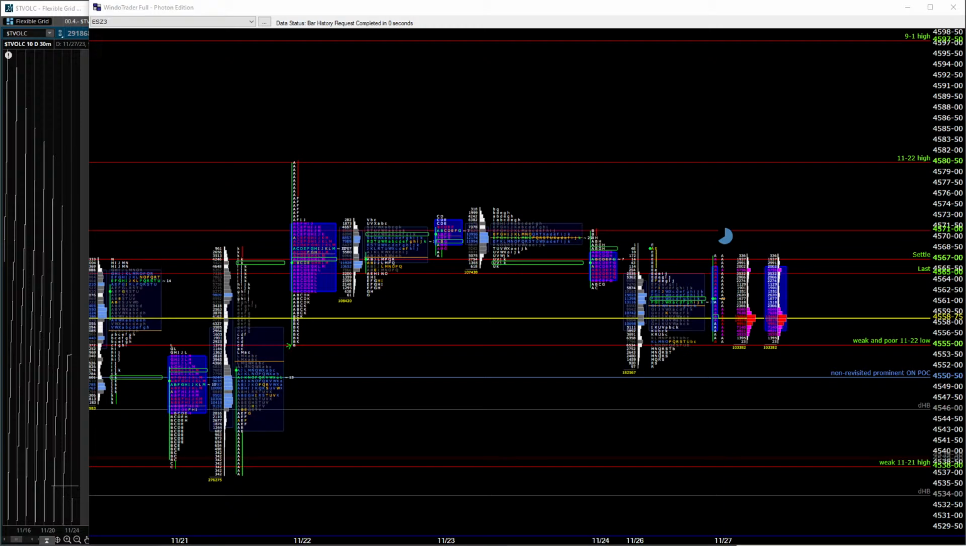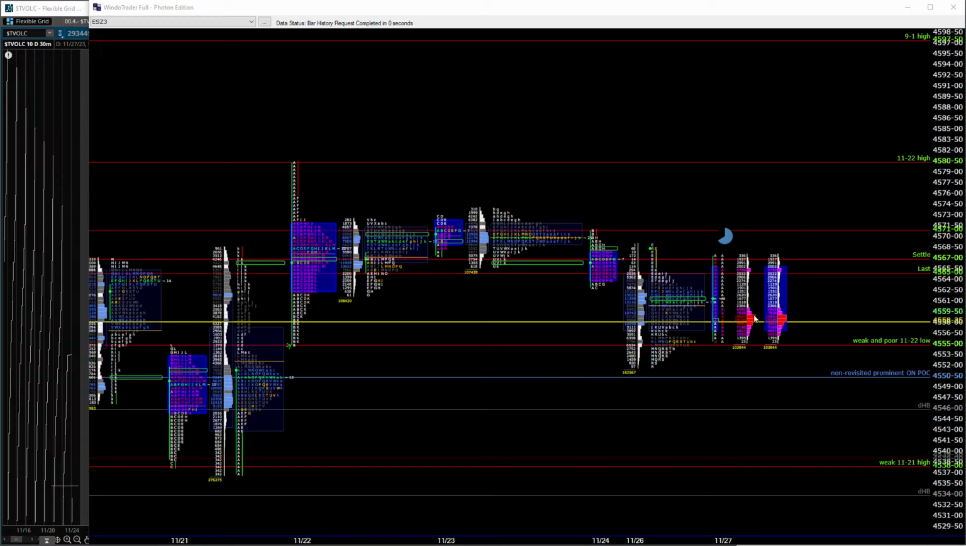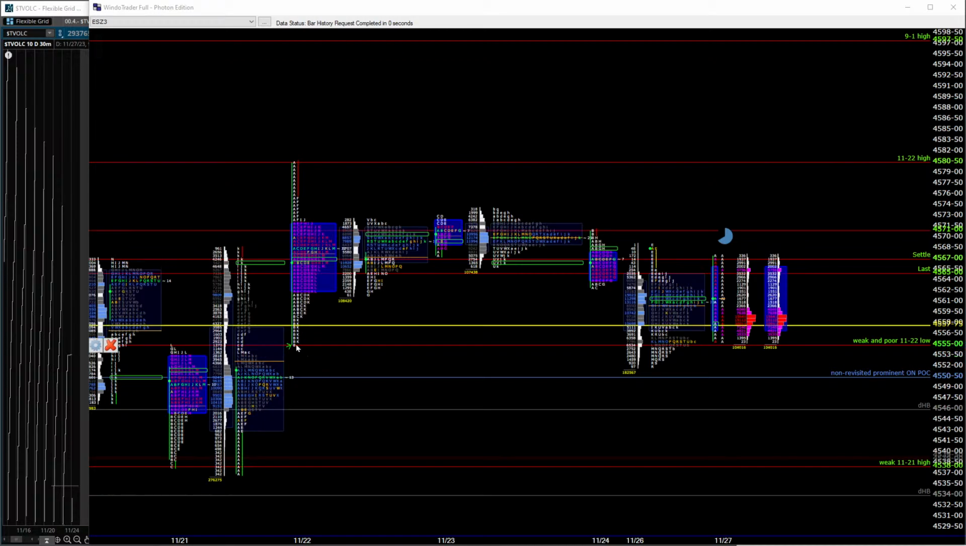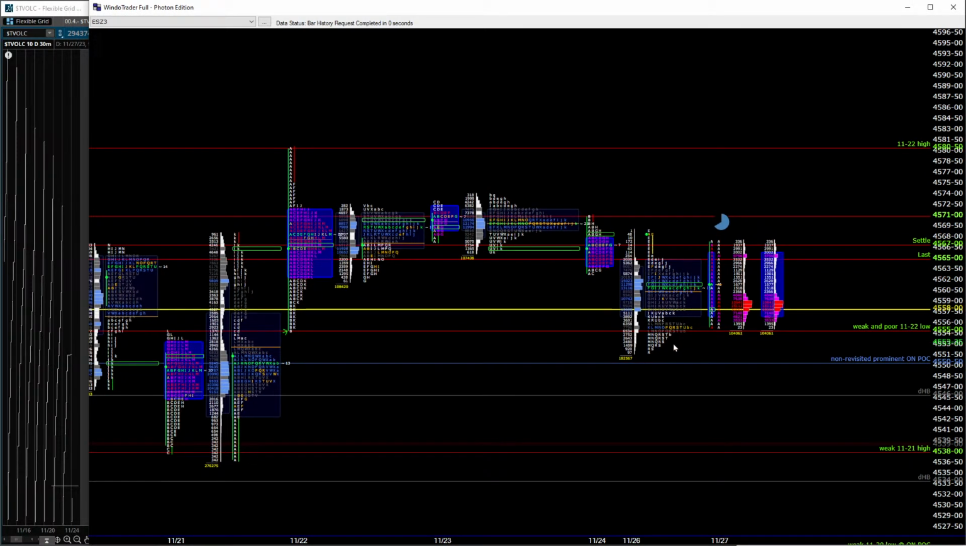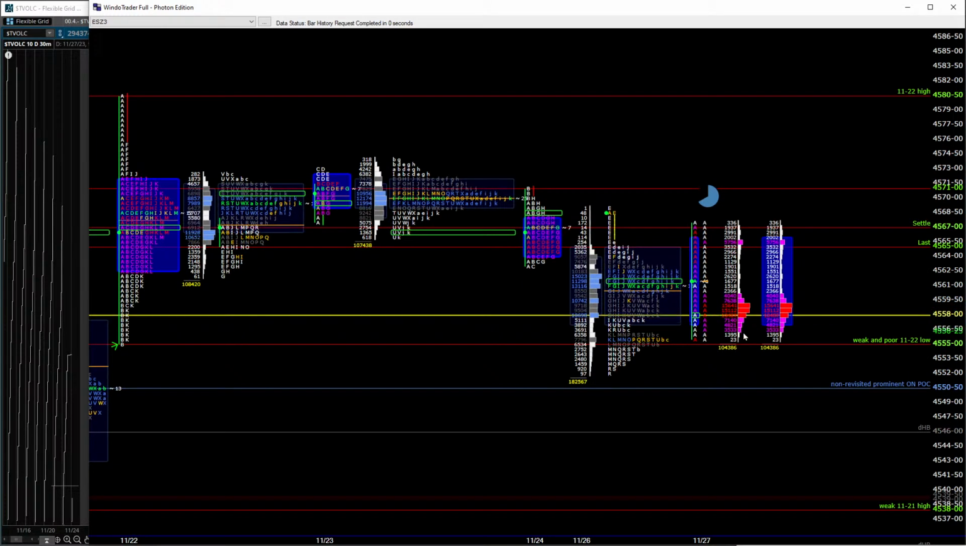Nice volume there. 15,000, 14,000. There's a good accumulation here. Multiple things going on here. This inventory is being rebalanced here. Kind of a taper here, but this low is weak. This is not good. 15,000. Gosh, man.